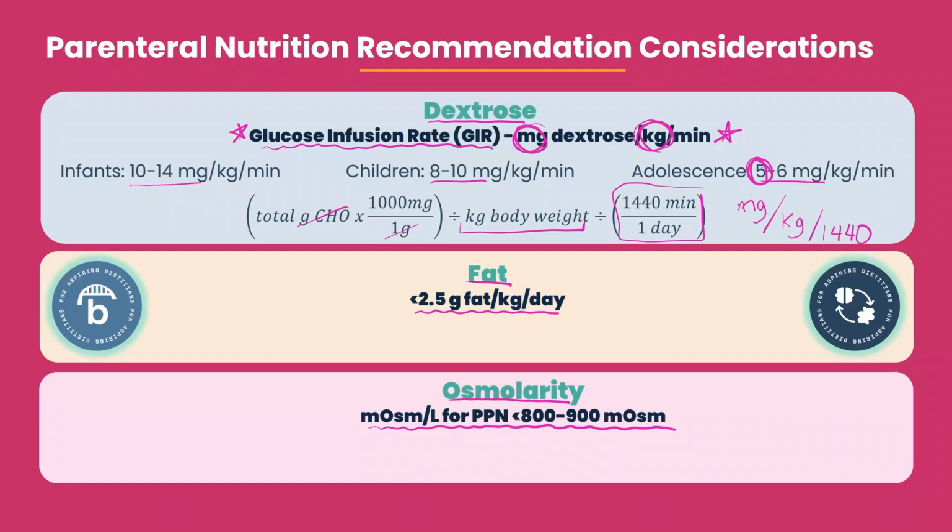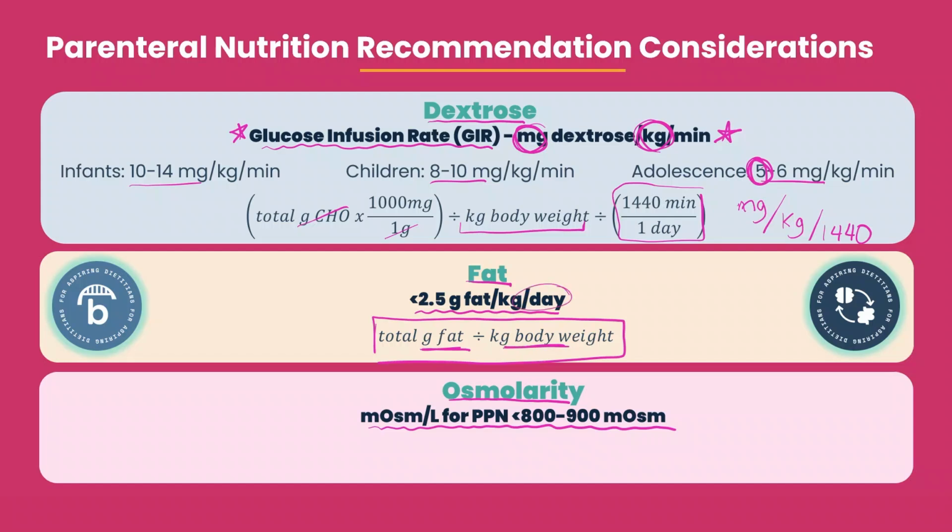Next, we also need to check the fat load. For adults, the safe upper limit is less than 2.5 grams of lipid per kilogram of body weight per day. If we exceed that, we risk overloading the liver or suppressing the immune system. And so the way you figure this out is you take the grams of fat that you're administering and just divide it by the kilograms of body weight. It's way easier than GIR because you can keep your fat in grams, exactly what you get in your calculation, and then just divide it by kilograms of body weight.